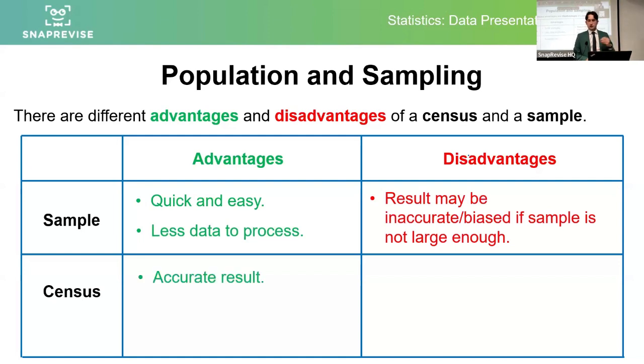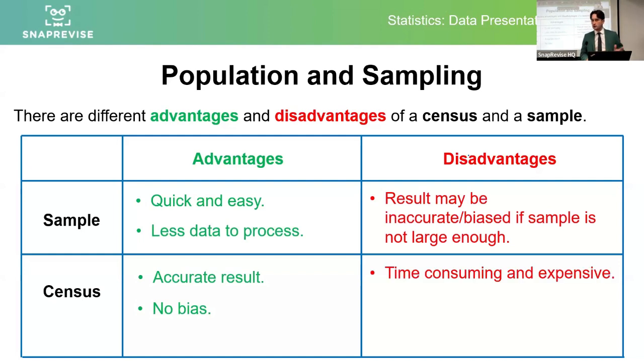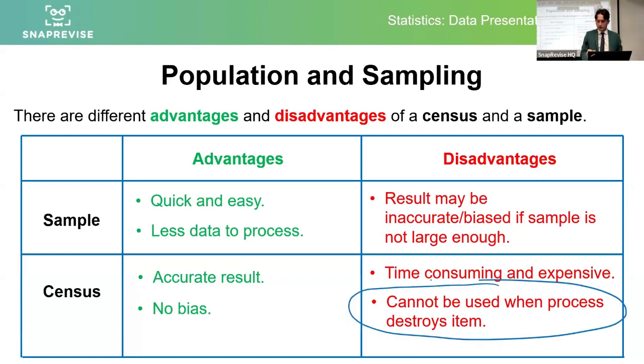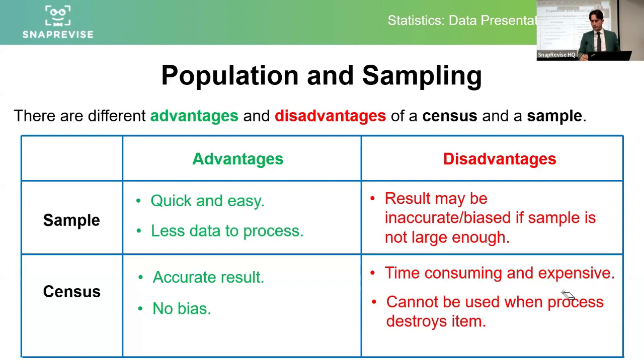A census should be a perfectly accurate result with no bias. But to achieve that, it's very time consuming and potentially expensive, and there are lots of different costs. And this is an important point that a lot of people forget. When I've mentioned this before, people have said, "What? How can it be destructive? The census isn't destructive." It can be.